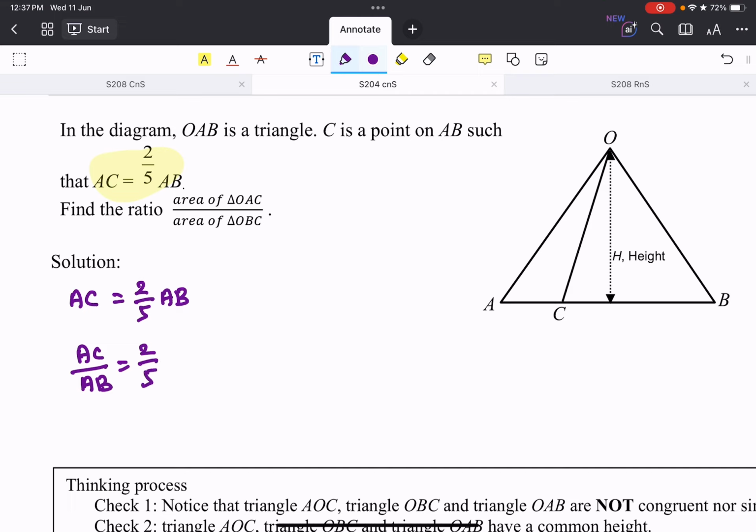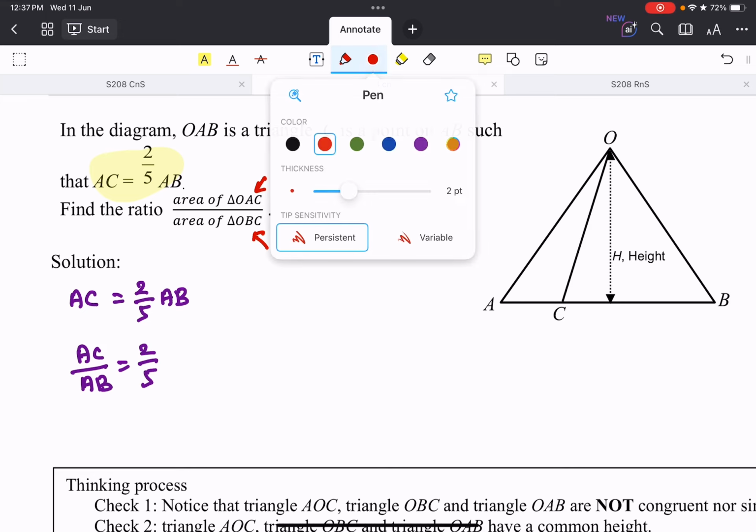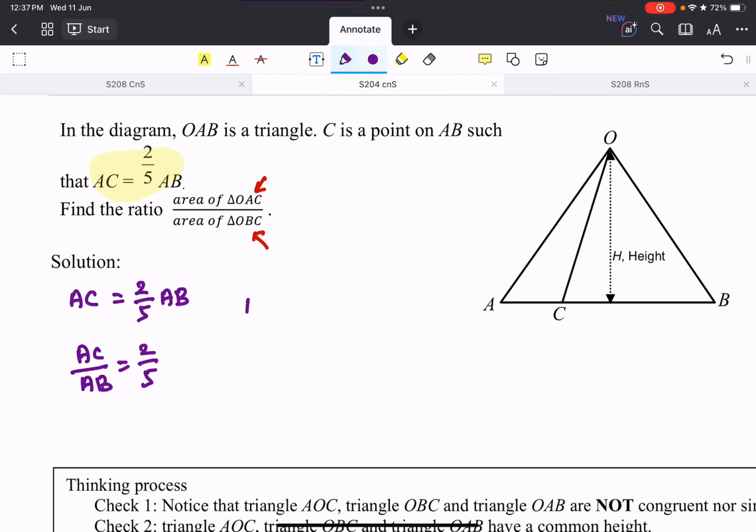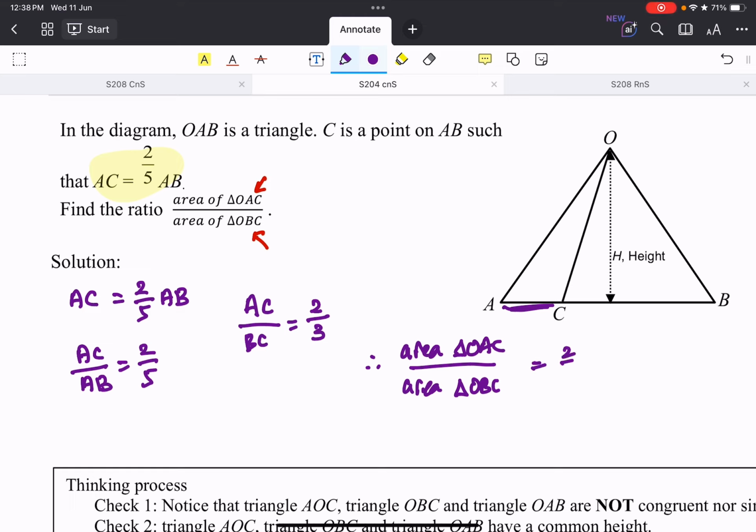However, when we do a quick check, we are actually comparing AC with BC. Because of that, I'm going to continue my ratio. AC over, this time instead of AB, I want to look at BC. BC is AB subtract away AC, so it will be 2 over 3. Therefore, the ratio of area of triangle OAC over area of triangle OBC is going to be 2/3.